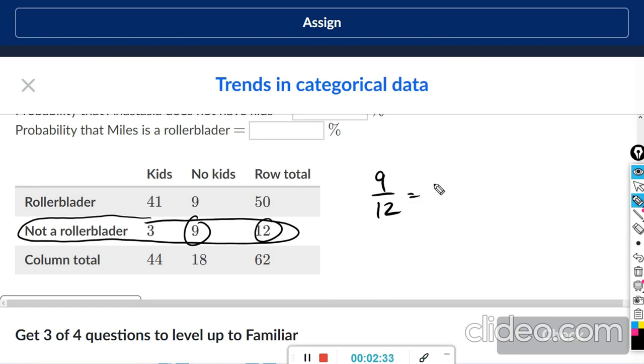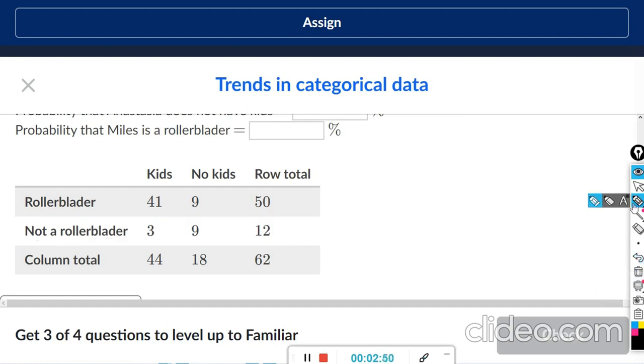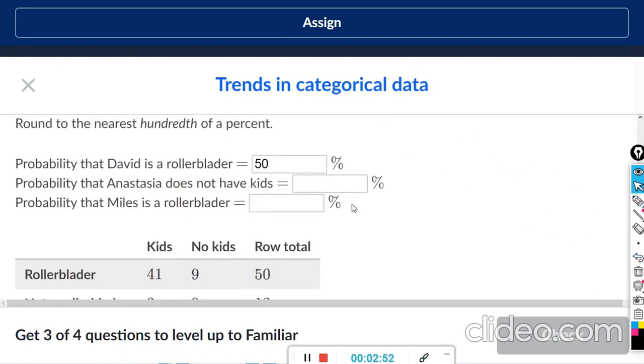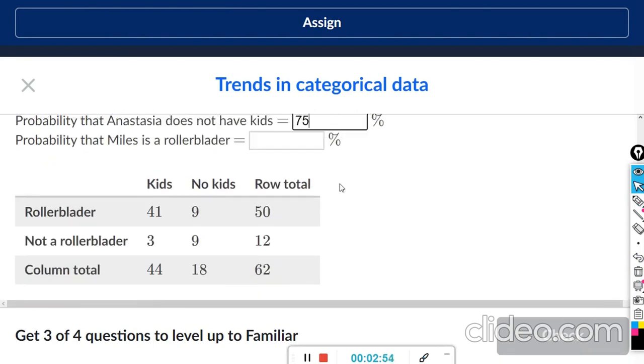9 over 12 is the same as 3 over 4, which is 0.75 in terms of a decimal. Move the decimal 2 places, and that's 75%. So enter that in the box. All right, that's just 75%.